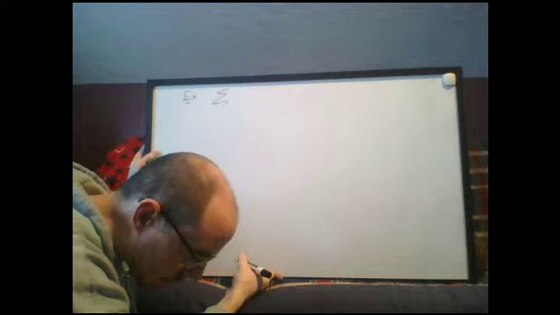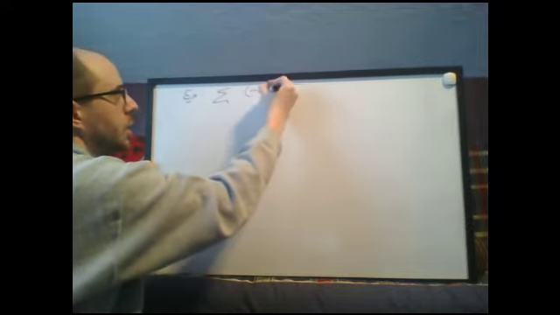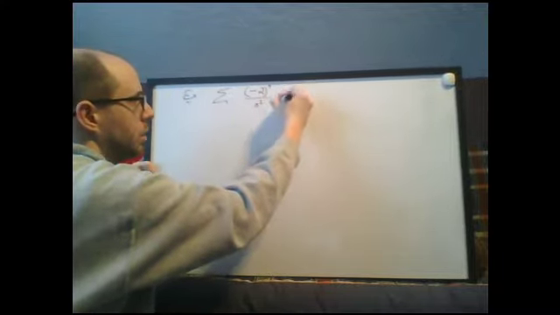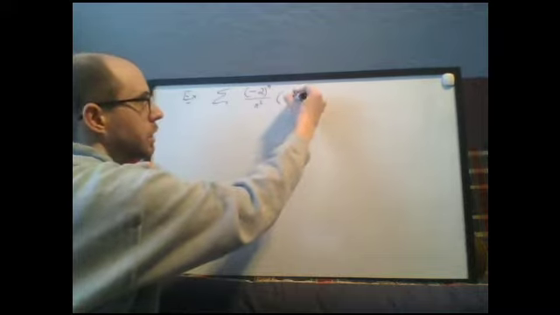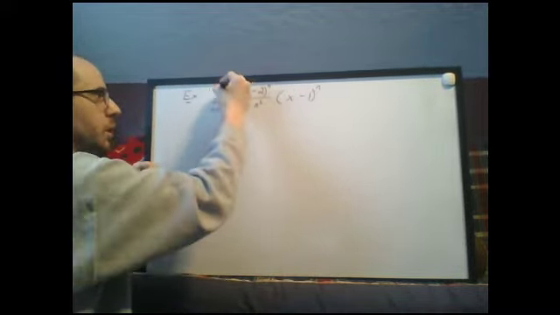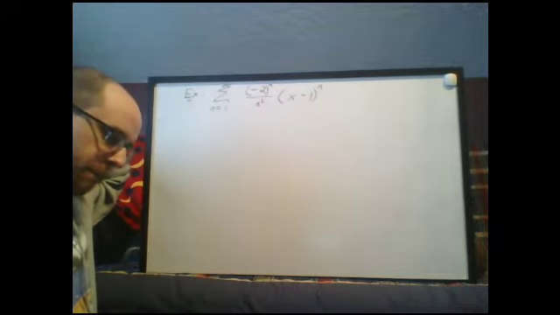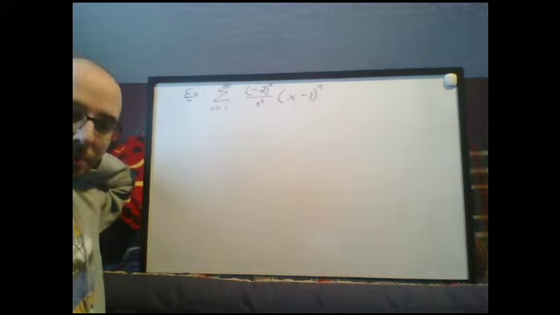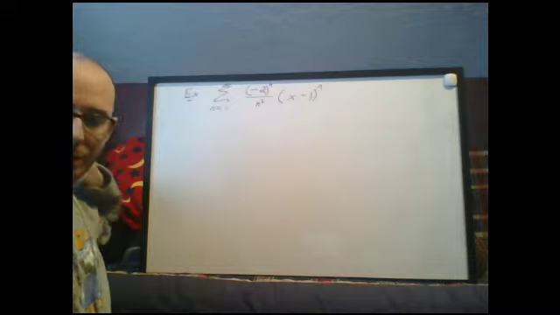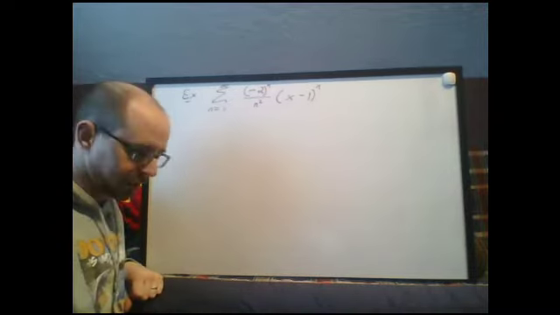Okay, so negative 2 to the n over n squared times x minus 1 to the n. And I guess I have to start at n equals 1 to infinity. Why don't you try pausing the video for a second, try to do this one on your own, and then unpause it and come back and watch me do it to check yourself.